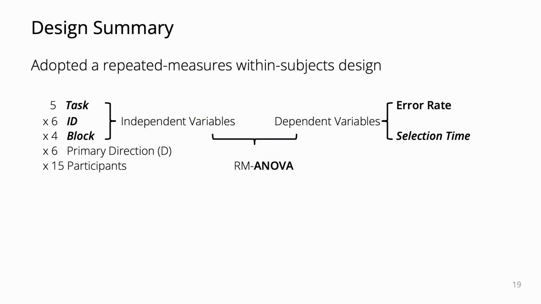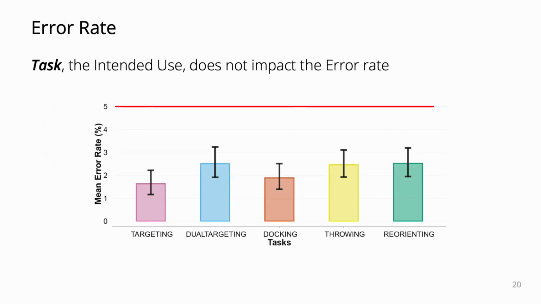We adopted a repeated measures within-subject design. We focus on 3 independent variables, task, ID, and block, and apply ANOVA to analyze the data. Now let's look at our results.